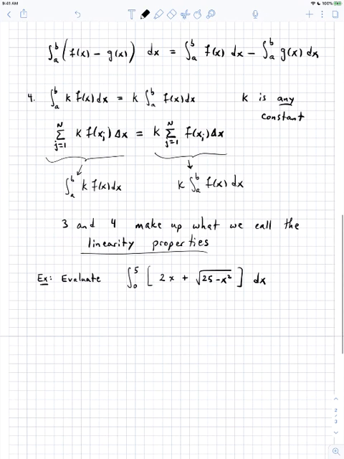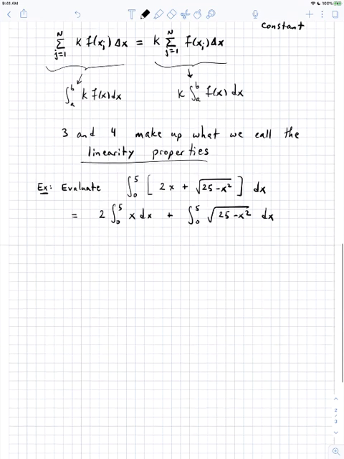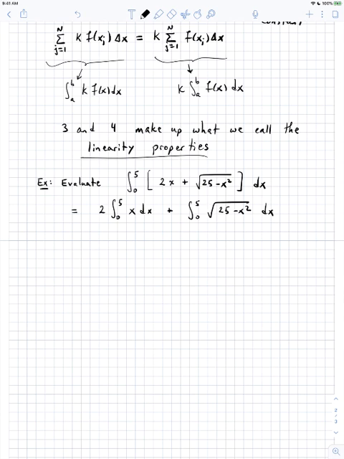However, using the linearity properties, this is equal to 2 times the integral from 0 to 5 of x dx plus the integral from 0 to 5 of the square root of 25 minus x squared dx. And each of these we know how to do. Let's look at the one on the left first, the integral from 0 to 5 of x dx. Let's just graph that function f of x equals x. It's going to look like this. This is y equals x.